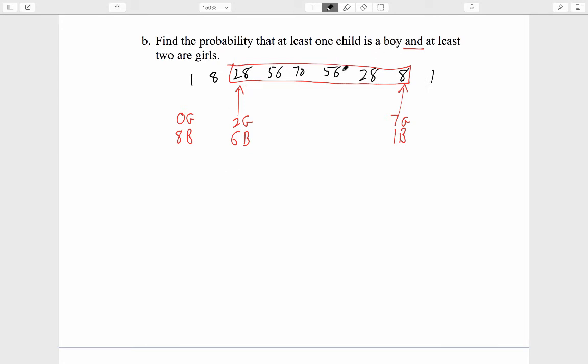Now we could sum the numbers that are inside the red box and divide by 256. Or we could take 1 minus the probability of the complementary event. And that has probability 10 over 256, and therefore our event has probability 246 over 256.